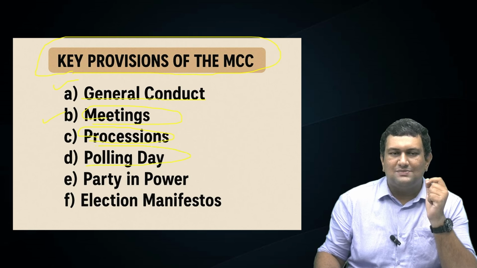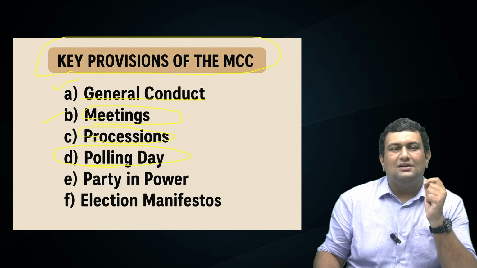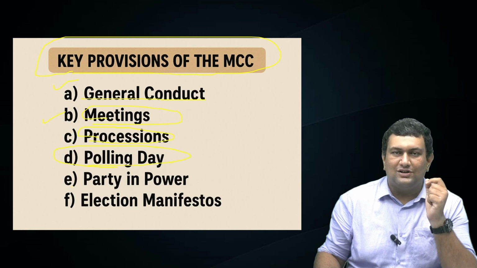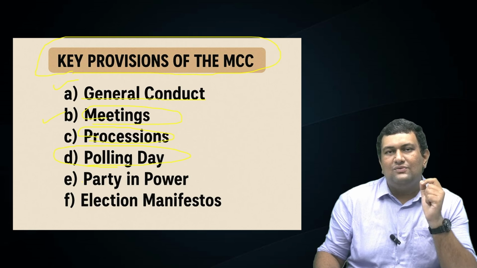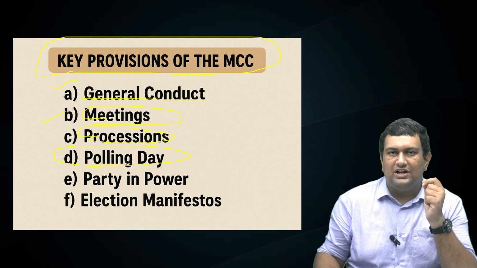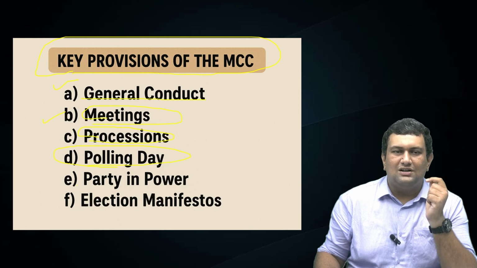So, an important aspect is regarding the polling date and even the 48 hours before it. First, the campaign should end 48 hours before the election date. That's the important thing. That 48 hours is also known as the silent period.